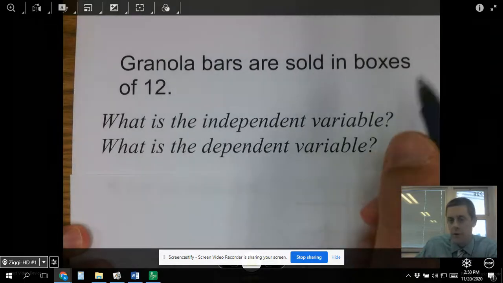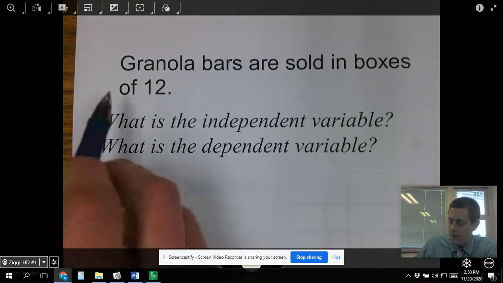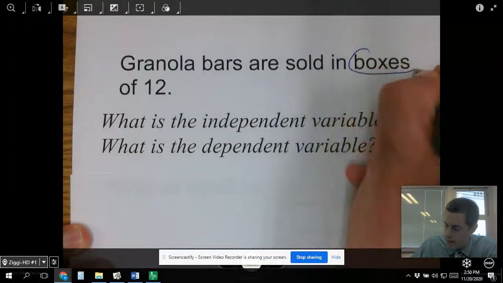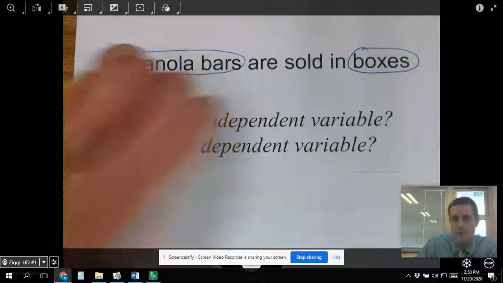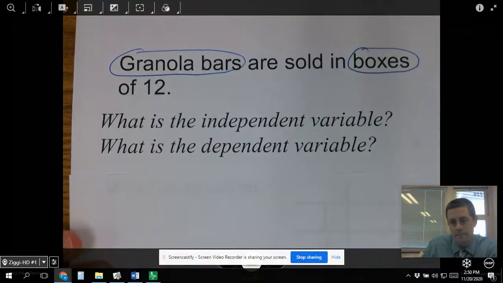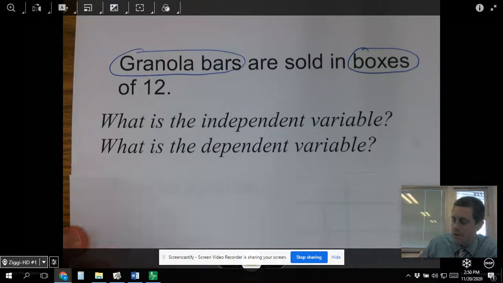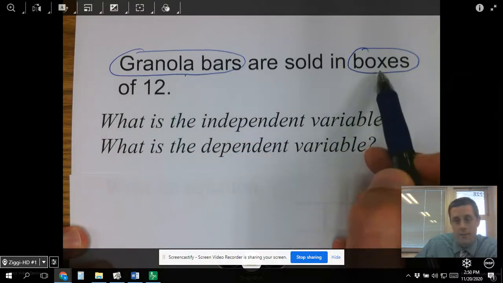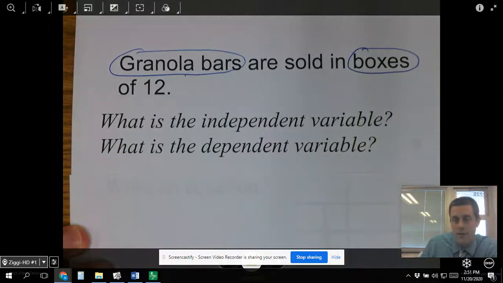First thing we want to do, if you remember from our previous lesson, is identify the quantities. What values can be measured by a number in this scenario? In this case, we can measure boxes with a number and total granola bars with a number. Now we need to determine the independent and the dependent variable. Does the number of granola bars I get to take home depend on how many boxes I purchase? Or does the number of boxes I take home depend on how many granola bars I purchase?